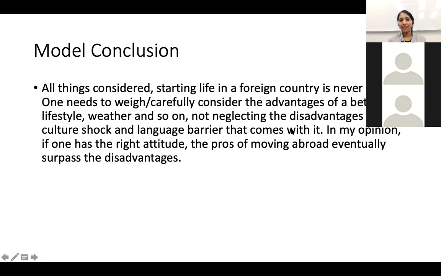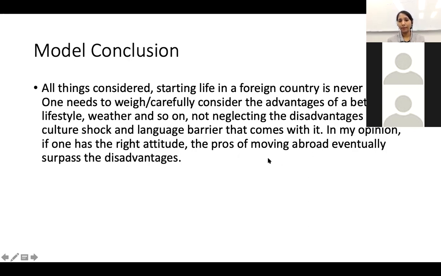So in one sentence, what you're doing, you're summing up the entire essay. In your essay, one paragraph would be talking about the advantage, the other paragraph would be talking about the disadvantage. So what you do here, you sum it up, you tell the advantages of a better lifestyle, weather, and so on, without neglecting the disadvantages of this, and this that comes along with it.